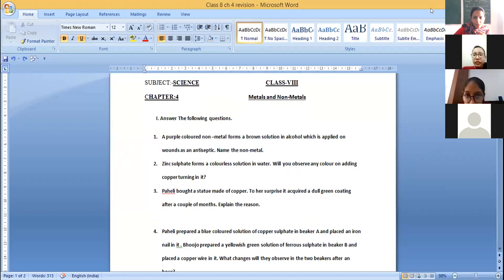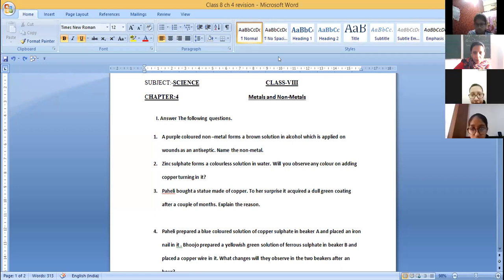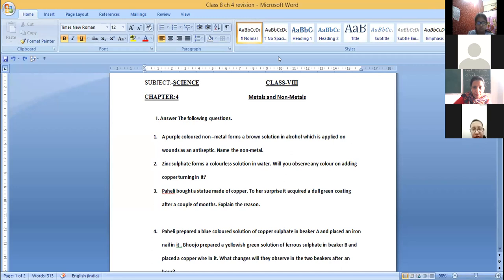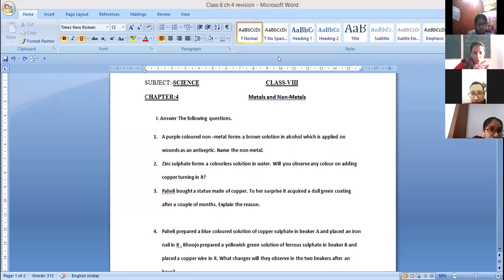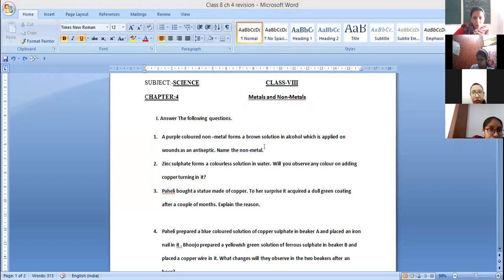So your question number 1 is, purple colored non-metal forms a brown solution in alcohol which is dabbed on wounds as an antiseptic. So you have to name that non-metal. Kindly name that non-metal. Varuni, you know the answer. Kindly let me know. Iodine. Very good. Iodine is the name of that non-metal. If you know the answer, write it down. Iodine.